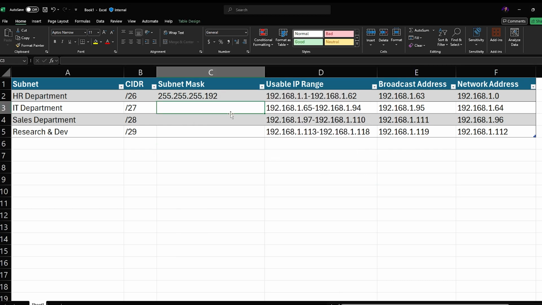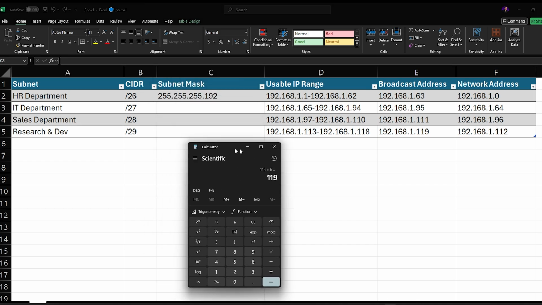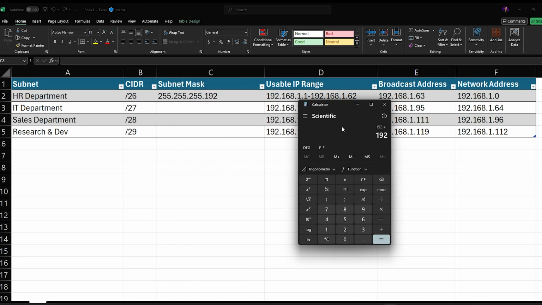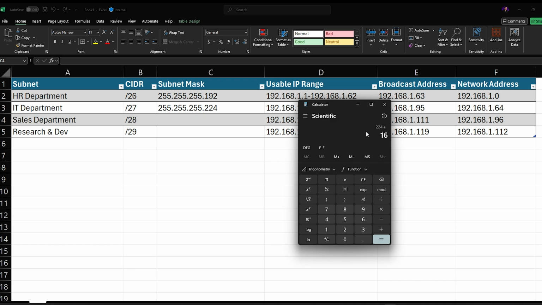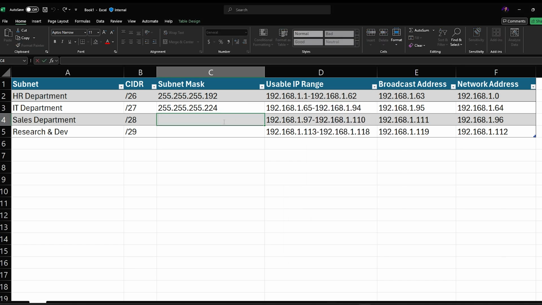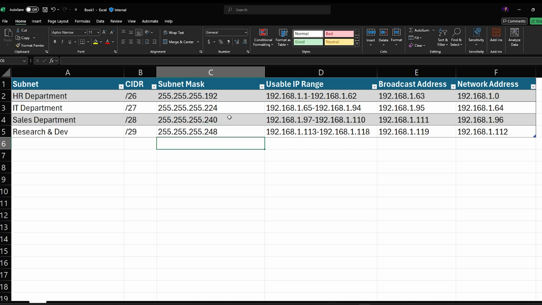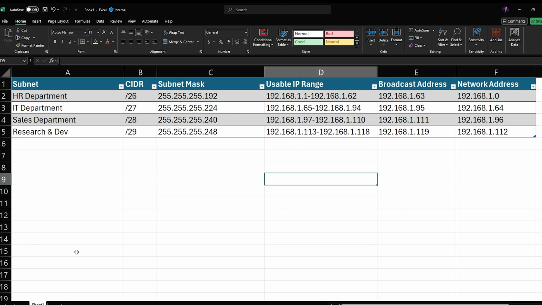And then for the subnet mask, 192 plus, so we have 128 plus 64 plus 32, that's 224, plus 16 is 240, and then plus 8 is 248. So then it would be 255.255.255.248. And that's how you would solve for the variable length problem.